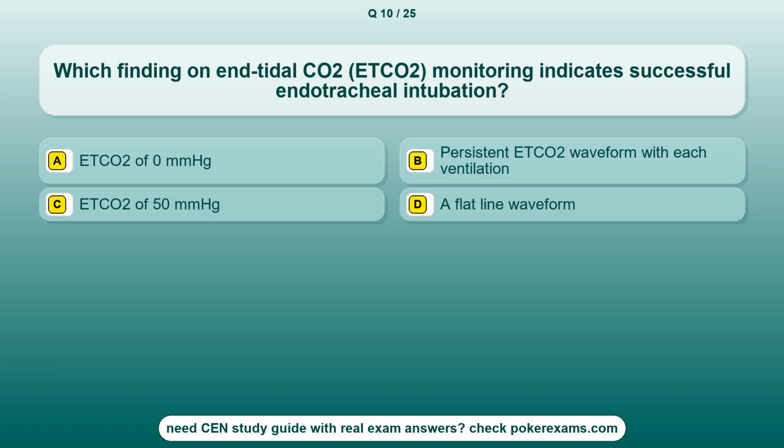Question 10. Which finding on end-tidal CO2, ETCO2, monitoring indicates successful endotracheal intubation? Option A. An ETCO2 of 0 mmHg. Option B. Persistent ETCO2 waveform with each ventilation. Option C. An ETCO2 of 50 mmHg. Option D. A flat line waveform.